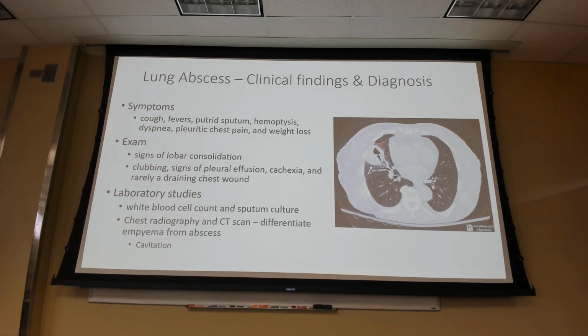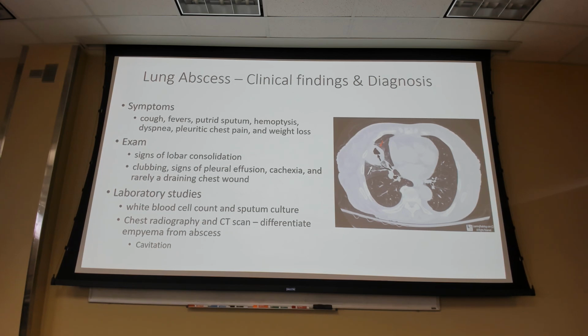All right, and like the other conditions, they're all going to have pretty similar symptoms with these. So fever, cough, putrid sputum, hemoptysis, shortness of breath, pleuritic chest pain. They may have weight loss depending on the underlying condition. And then they'll have some sort of signs of lobar consolidation, so it looks like a lobar pneumonia. However, we have that air pocket in there, air fluid level, that we typically see when it's necrotizing. And then you can also have clubbing, signs of pleural effusion. If it's malignancy, a lot of times it'll be cachectic.